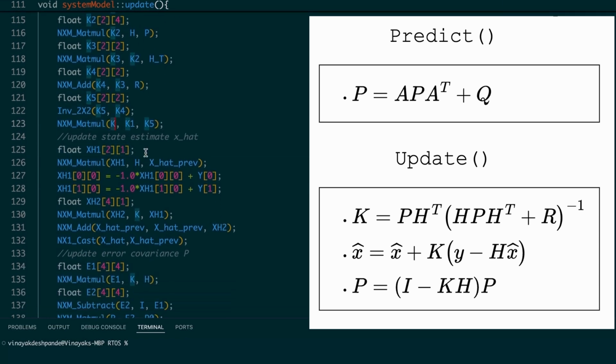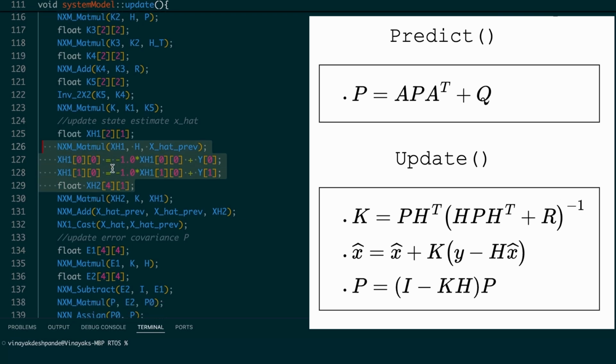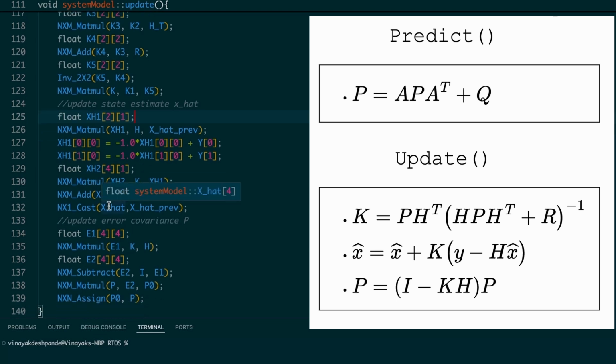And then I can just use that to update my state estimates. So I create a new vector here and then just do a matrix multiplication. And then I can get my state estimate updates. I then do the addition there. And then I just convert it into a 4 by 1. If I hover over, you can see that this is 4 by 1 and that's a 4. So that's what this casting will do.